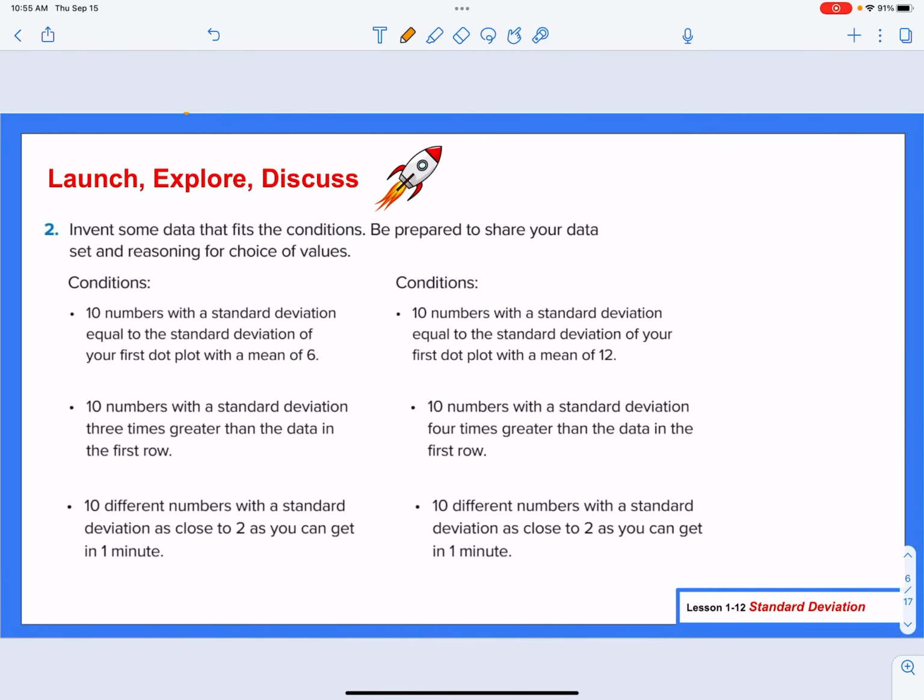Okay. All right, and the next activity, this is something for you to do. It says to invent some data that fits the conditions. Be prepared to share. So here you have some different conditions that you are going to make some data for, okay? 10 numbers with a standard deviation equal to the standard deviation of your first dot plot with a mean of 6. So this is something you're going to use technology for. I'm not going to do that with you today. And try to figure out number combinations you can use to create something that does that.